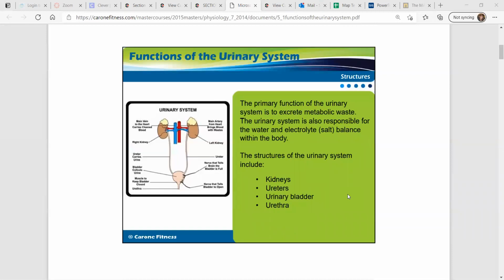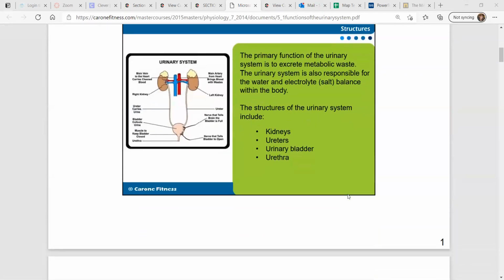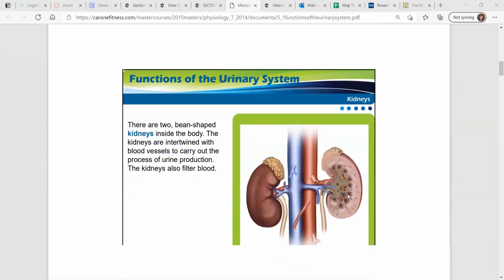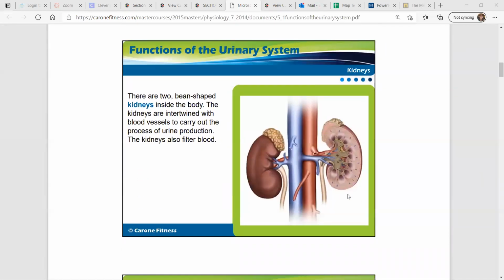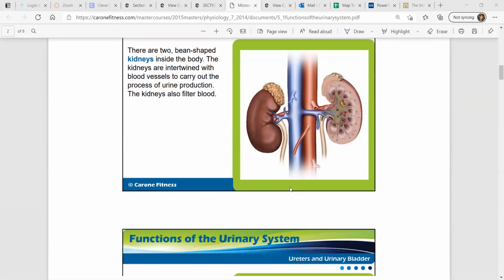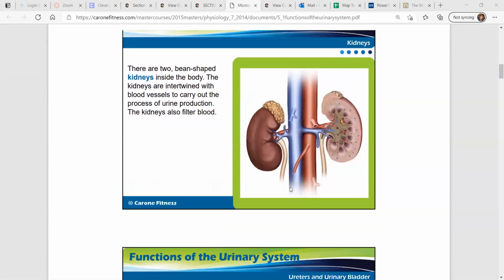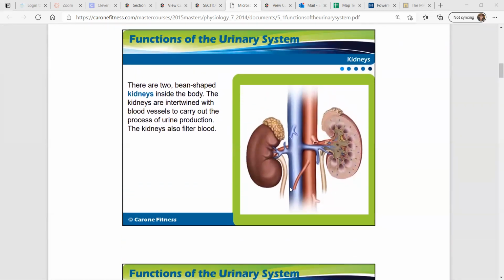Here are the structures of the urinary system. We're going to look at that individually. There are two bean-shaped kidneys, and they really do look like tiny little dried beans. These kidneys are intertwined with blood vessels to carry out the process of urine production. The kidneys also filter blood.